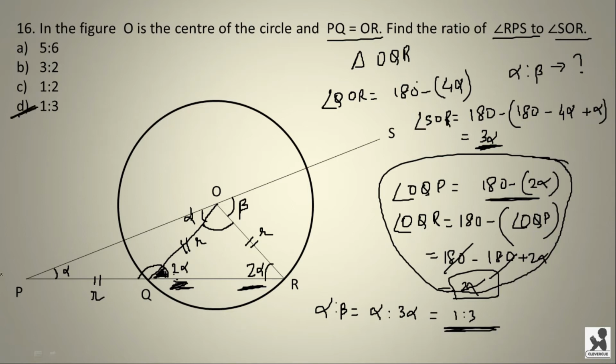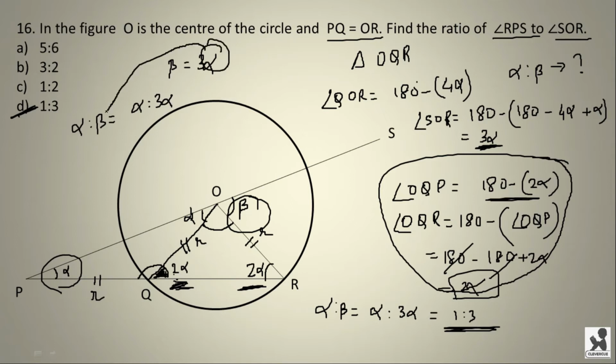So we have taken angle QPR as alpha and we have taken angle SOR as beta, and we got the value of beta as 3 alpha, and hence alpha is to beta is equal to alpha is to 3 alpha. We have simply substituted the value of beta and we got 1 is to 3 as the right answer. Option D is the right answer.